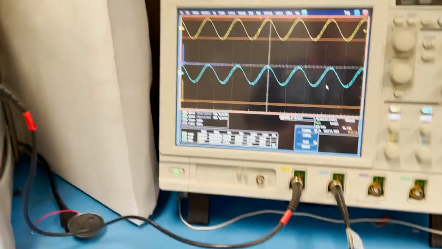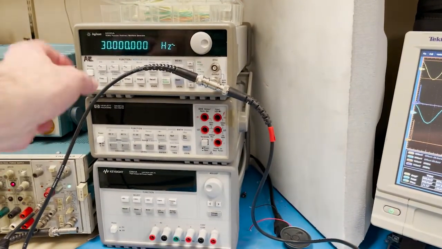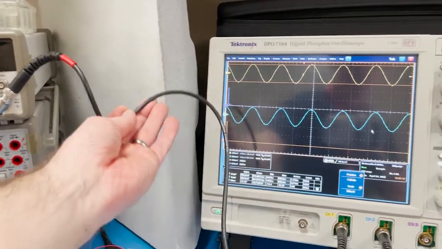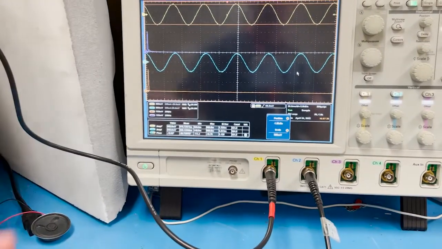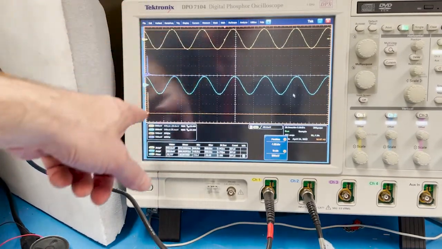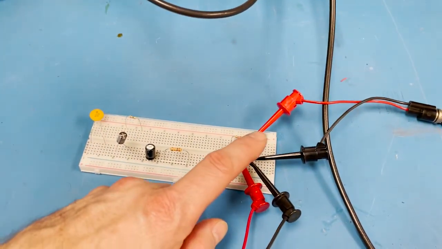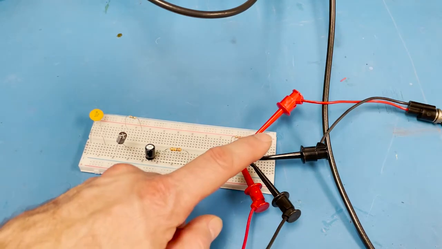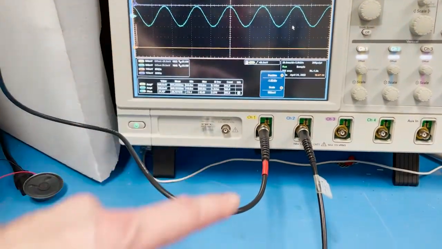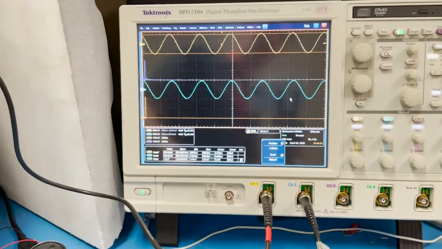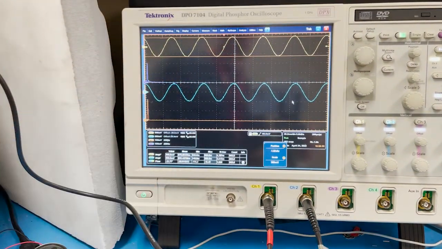So if we go over here and look at our instruments, there's our function generator, our wire going to our breadboard. Then we have a T. The second wire is going to channel 1 on the scope, the yellow channel. And I have my waveforms visible there on the scope. The yellow is the input, and then the blue is the output across the capacitor. And they're both sinusoidal signals, and they're 30 hertz right now.